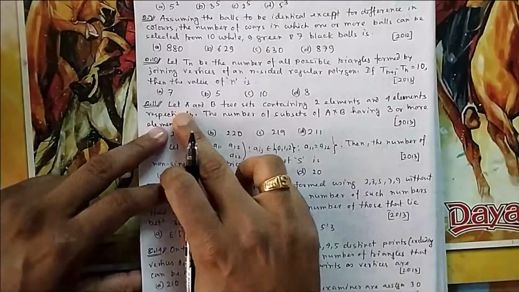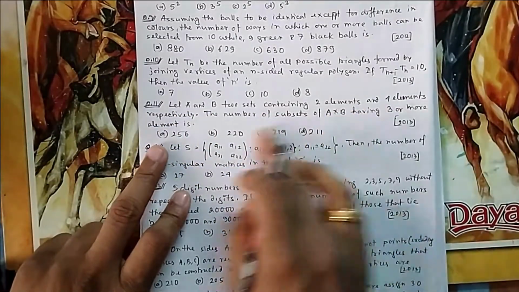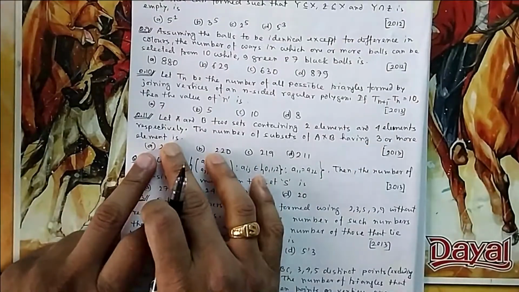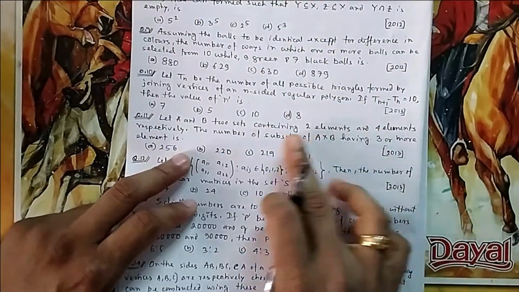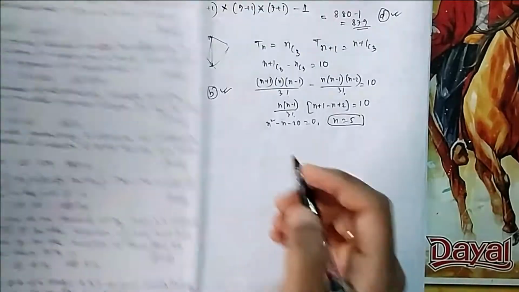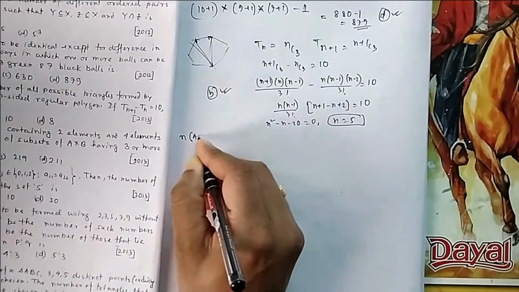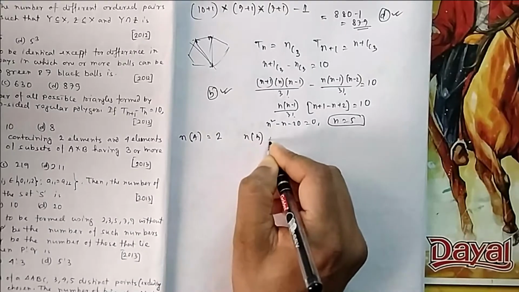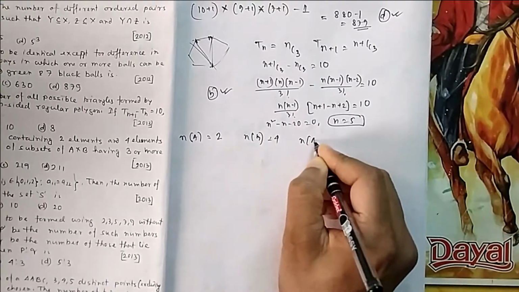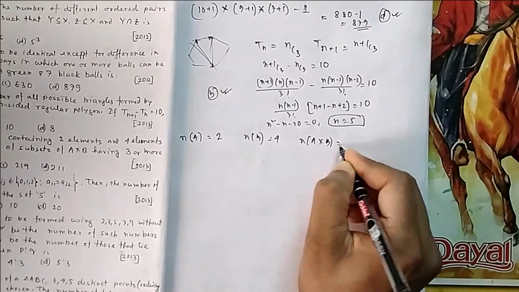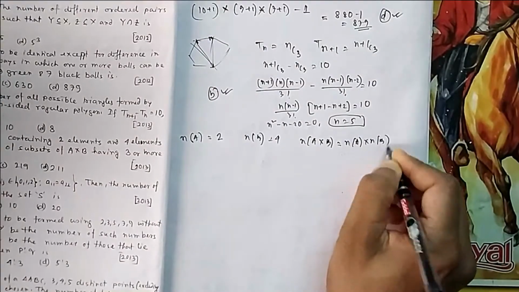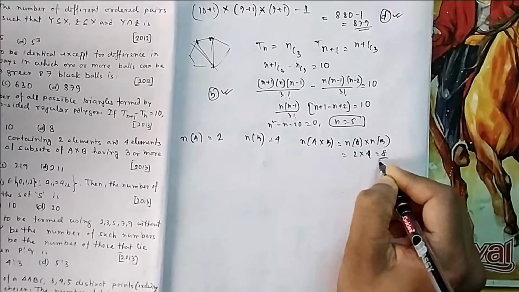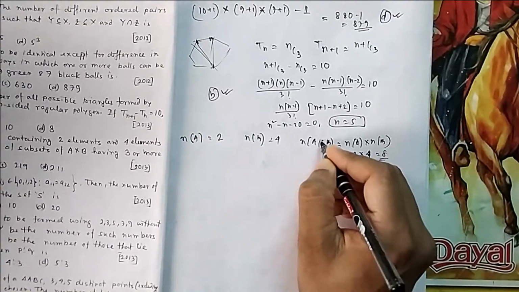Now if you come to 11, let A and B be two sets containing 2 elements and 4 elements respectively. The number of subsets of A cross B having 3 or more elements. So n(A) is given 2 and n(B) is given 4. I think if you know sets, you can find it out. So n(A cross B) is equal to n(A) into n(B). So it is 2 into 4, that is 8 items are there in A cross B.